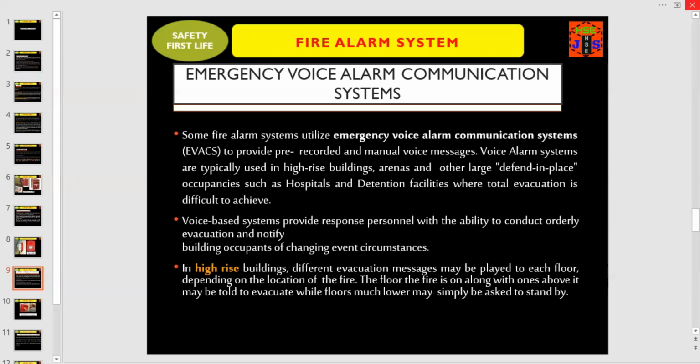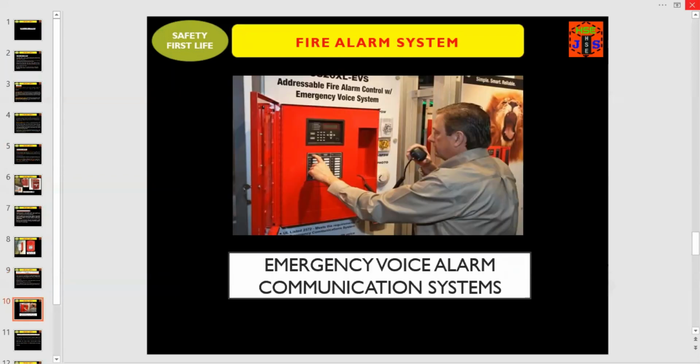Dear friends and colleagues, in high-rise buildings, different evacuation messages may be played to each floor depending on the location of the fire. The floor the fire is on, along with ones above it, may be told to evacuate, while floors much lower may simply be asked to stand by. Have a look. This is the panel for emergency voice alarm communication system.